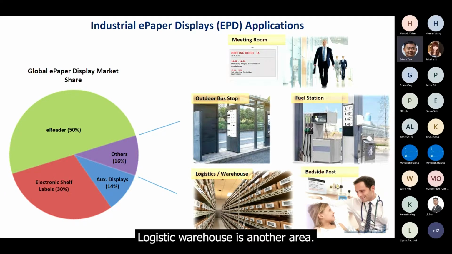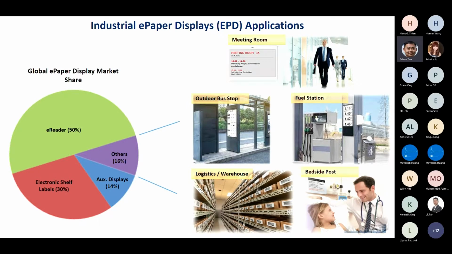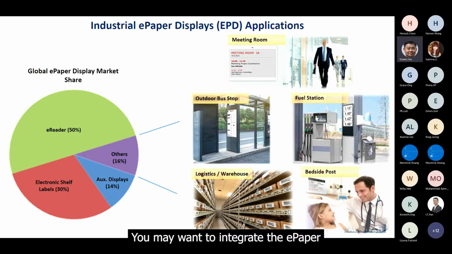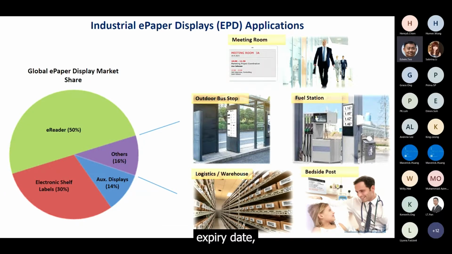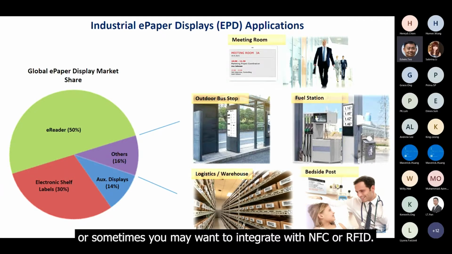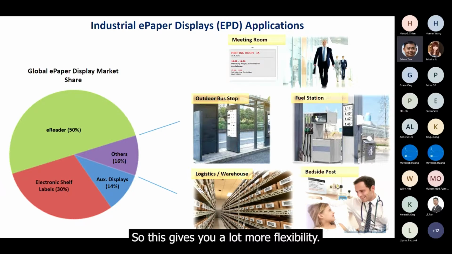Logistic warehouse is another area. Similarly, in a logistic warehouse, you may want to integrate the e-paper to accurately reflect stock level, expiry date, or sometimes you may want to integrate with NFC or RFID. So this gives you a lot more flexibility. And normally logistic warehouse is a bit hotter. It's not like supermarket. So industrial e-paper is the way to go.